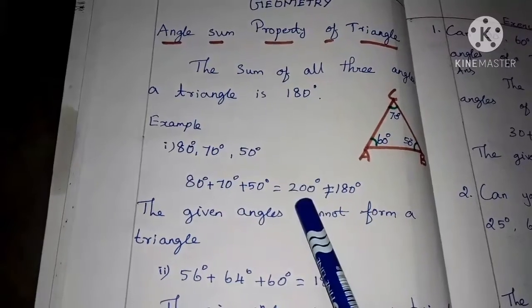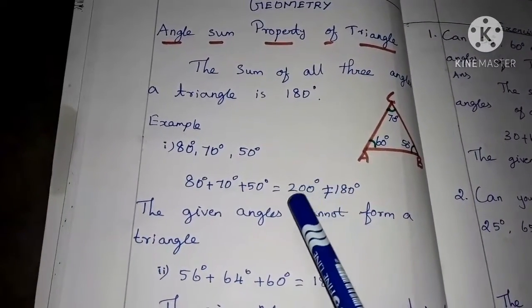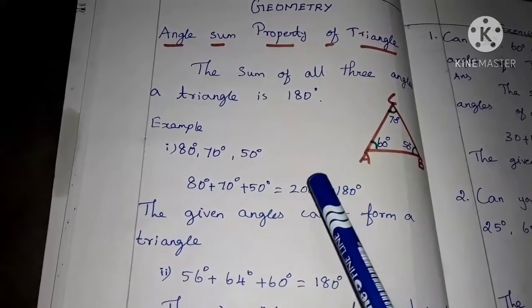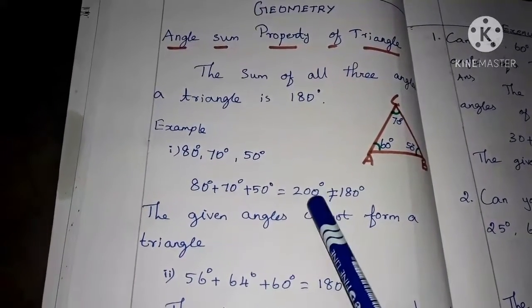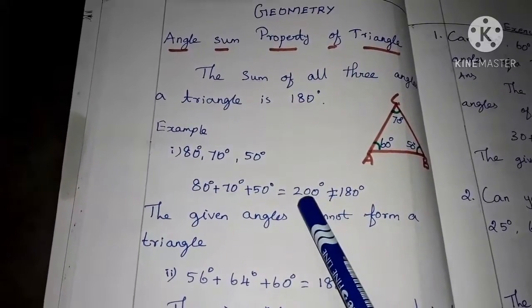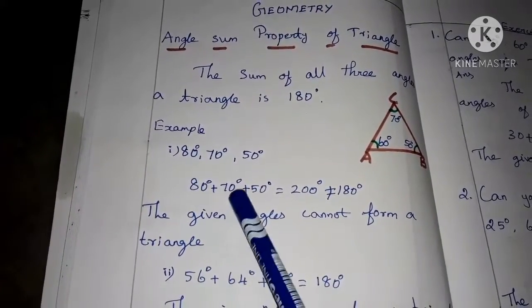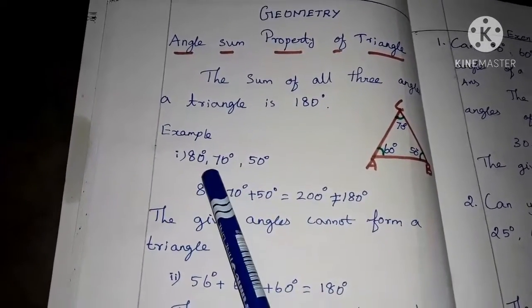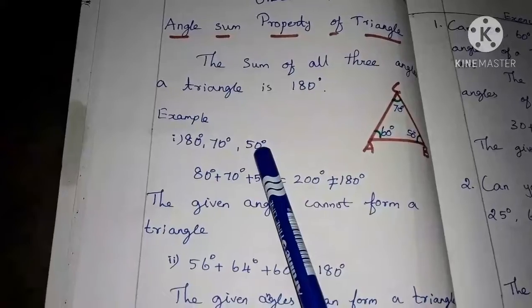What is the property? Yes, the angle sum property is that the sum of all three angles in a triangle is 180 degrees. But here it comes to 200 degrees, so it is greater than 180. So the given angles cannot form a triangle.